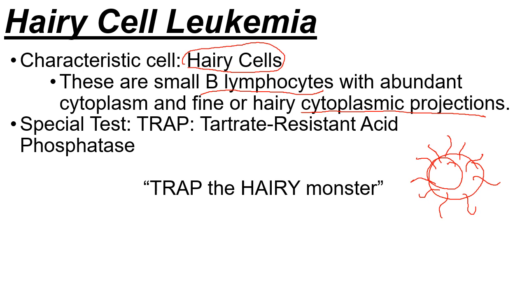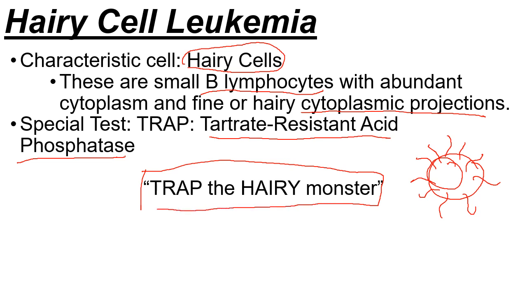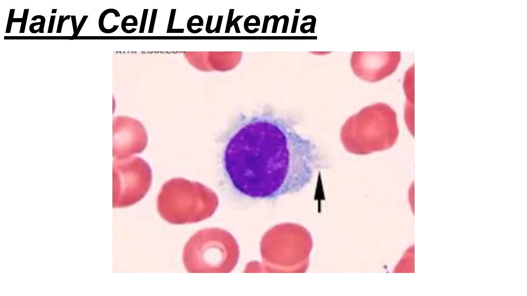Mga yan. And the special stain for this, para ma-appreciate mo yung ganitong structure, is the tartrate-resistant acid phosphatase or tinatawag natin TRAP test. So, for mnemonics, no, trap the hairy monster down. Nakuha ko lang to somewhere sa other book para mas madaling intindihin para saan ang trap sa hairy cell leukemia. So, under microscope, ito yung mga tinatawag natin mga cytoplasmic projections. Kaya siya tinawag na hairy cell. Okay?